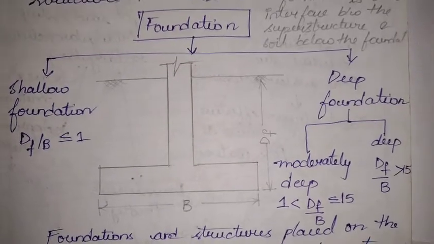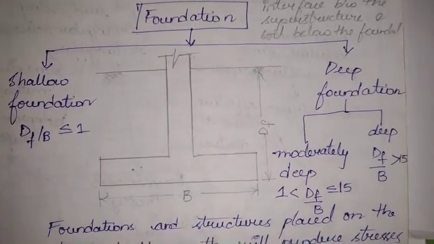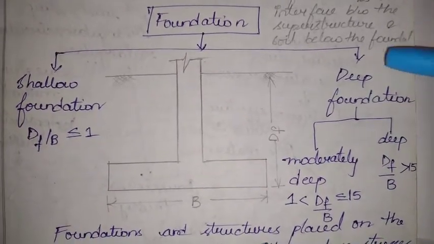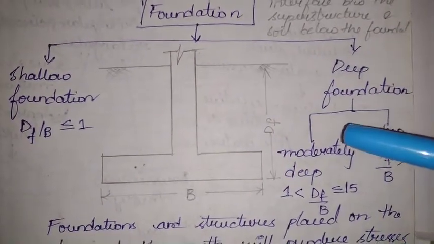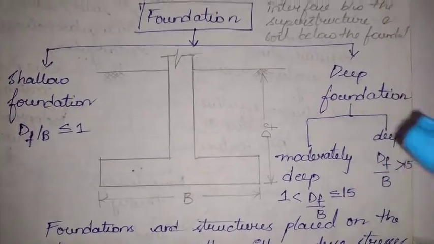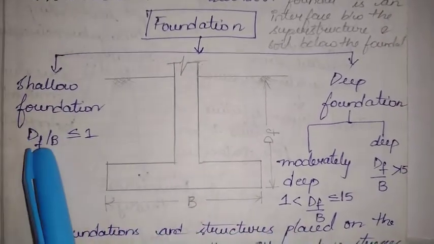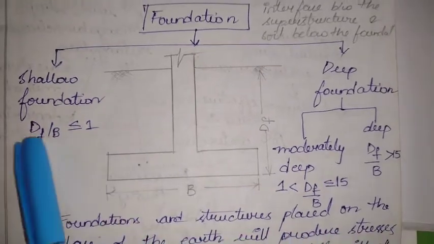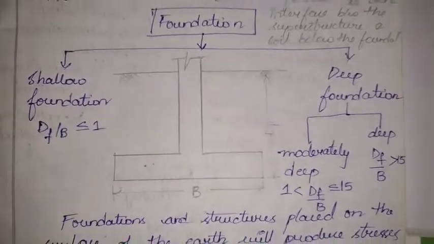Coming to the classification, the foundation is subdivided into shallow foundation and deep foundation. And the deep foundation is again divided into two types. Coming to the shallow foundation, we say Df by B is less than or equal to 1, where Df is nothing but the depth of the foundation.